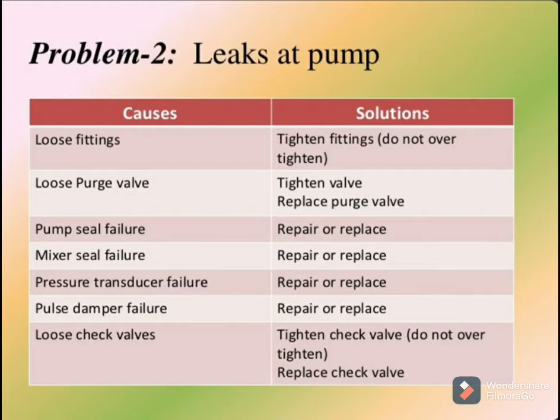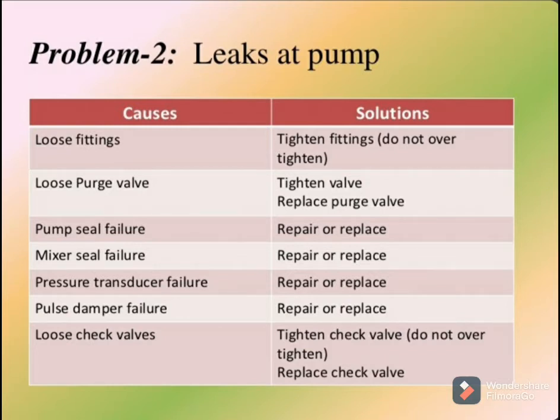When we are doing the yearly calibration or 6-month calibration of our HPLC, at that time we call our engineer also, of the same make. If you are using Agilent, then we will call an Agilent engineer and do the calibration in front of him. If any problem is coming, he will rectify it. Next is loose check valves: tighten the check valve, do not over tighten, and replace the check valve. If any problem is coming, then replace the check valve.